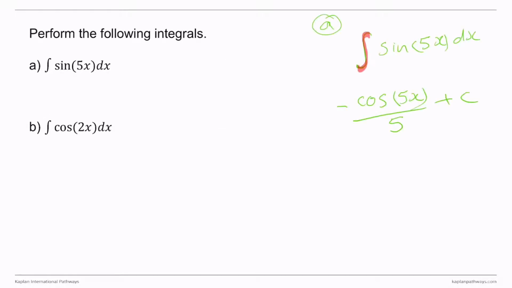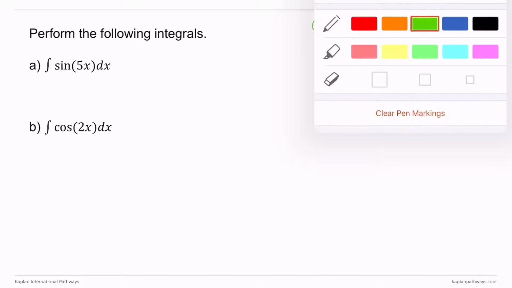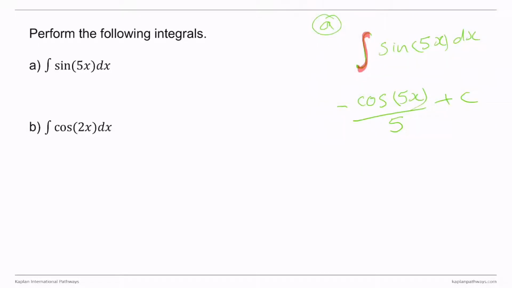But for the second one here, the integration for the cosine is sine. So it's going to be sine 2x divided by 2, which is the derivative of 2x, plus c. Okay?